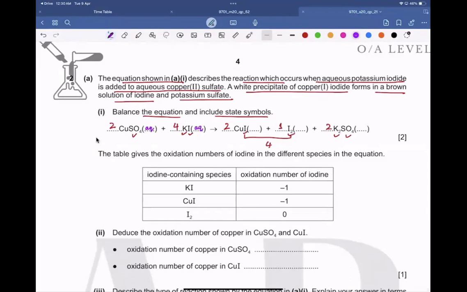Then a white precipitate of copper iodide, so it means copper iodide would be a solid, forms in a brown solution of iodine and potassium sulfate. So see, both are solutions, so it means both are going to be aqueous. So see, this is how we make the state symbols. Is this clear to all of you? Okay.